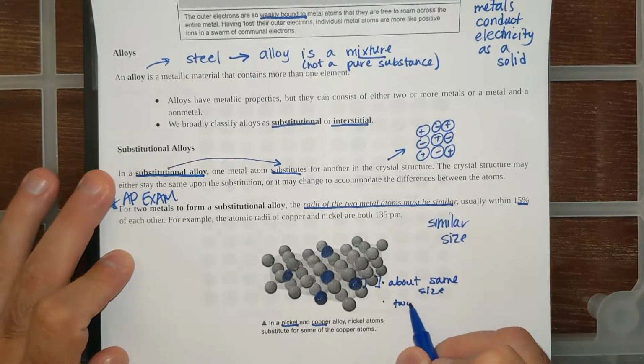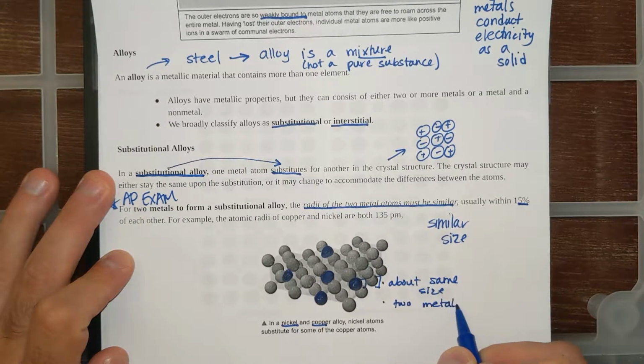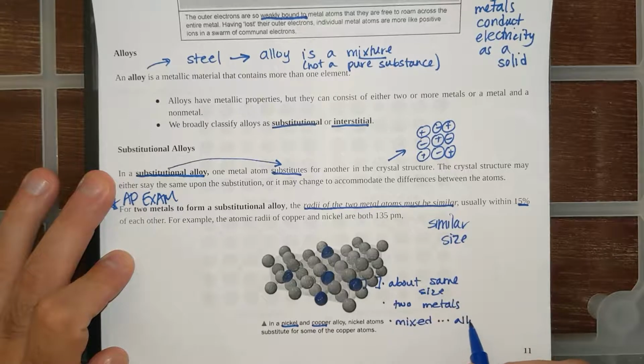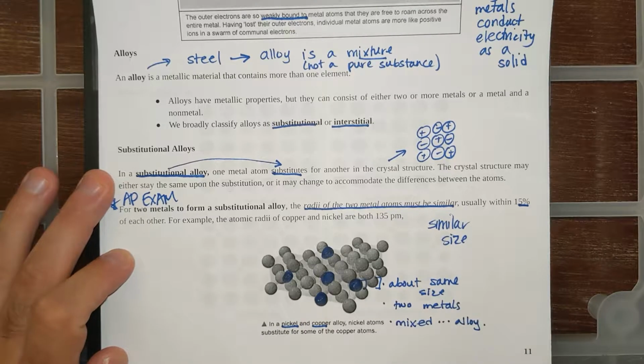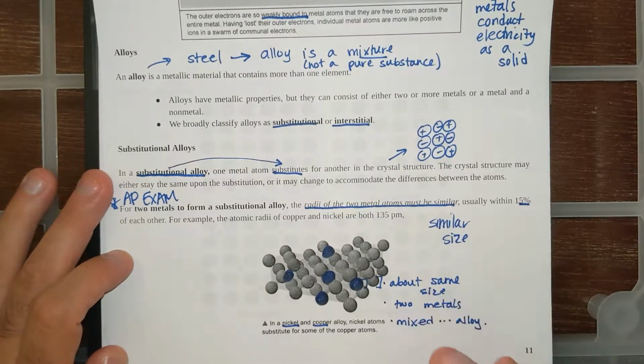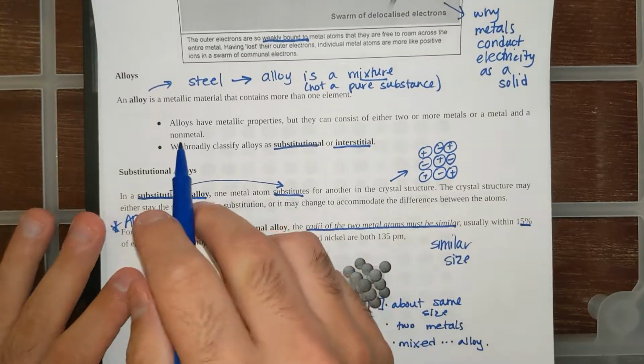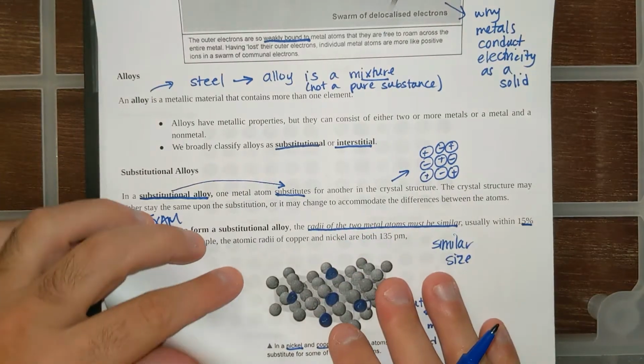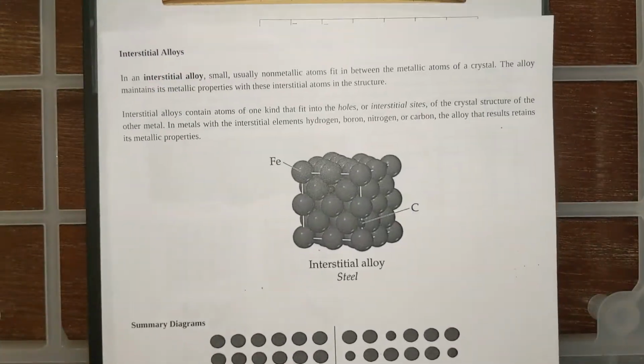It's two metals, and it's mixed. Alloy. Okay? So that's a substitutional alloy. So again, an alloy is two metals mixed. A substitutional alloy is where I have one metal that replaces, substitutes another metal in that mixture, and it's about the same size. Okay?